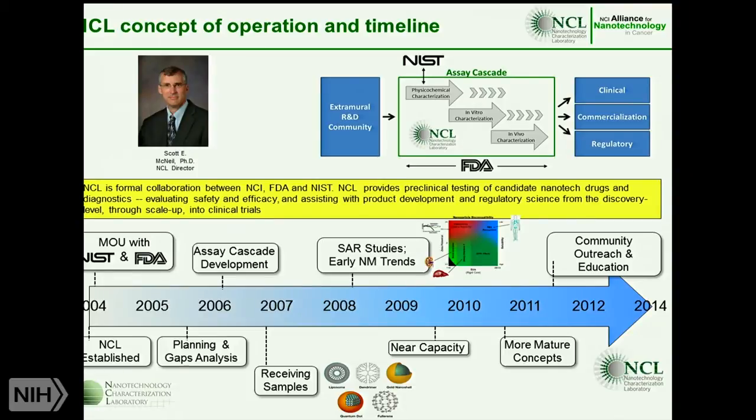So what NCL is doing, we're performing preclinical work, helping academia, helping small biotech companies and big pharma to cross this valley of death for nanomedicines. We do so by conducting comprehensive assay cascade, which includes physicochemical characterization, and then in vitro and in vivo toxicology, pharmacology, and immunology. From the very beginning, in 2004, the lab is led by Dr. Scott McNeil, whose picture you see on this slide.